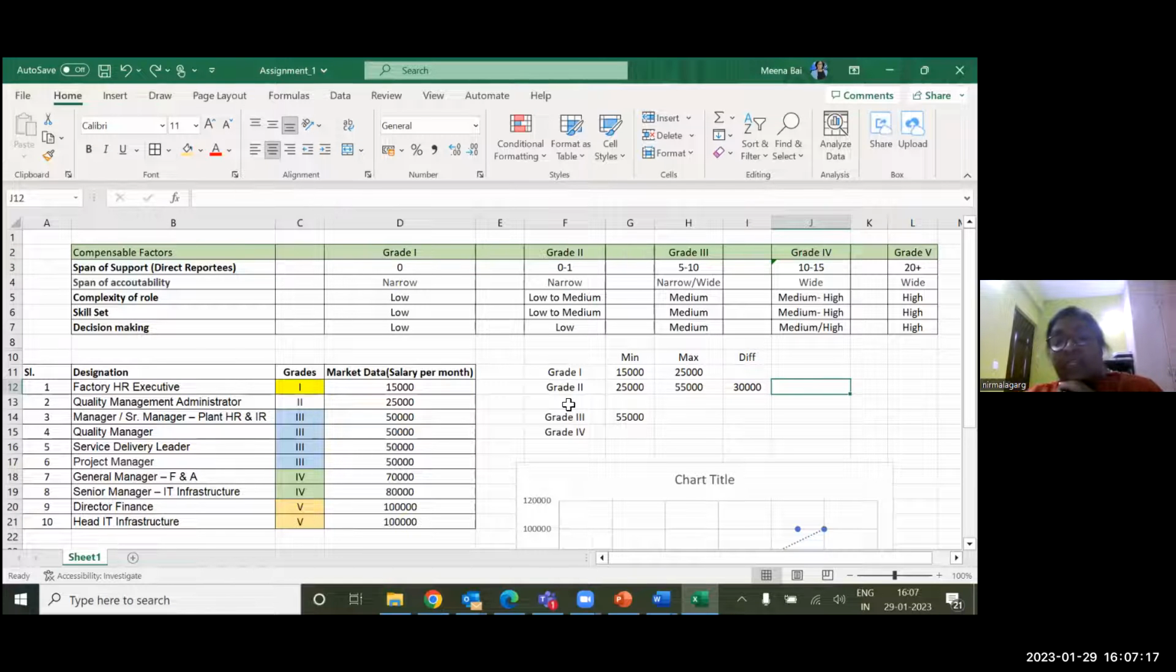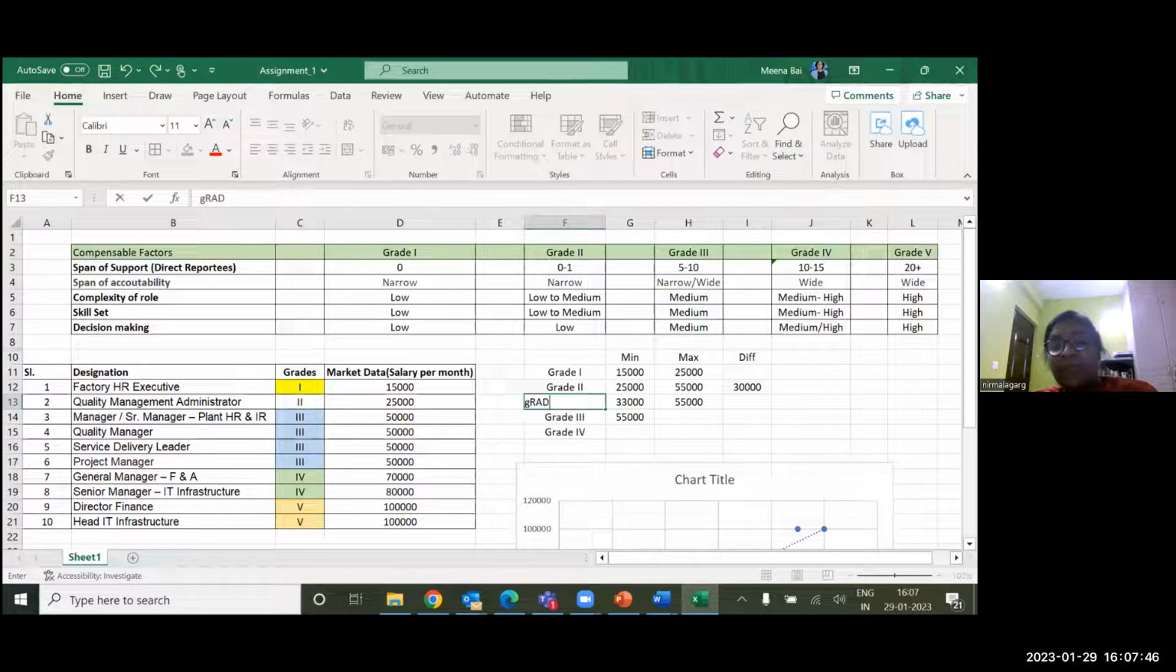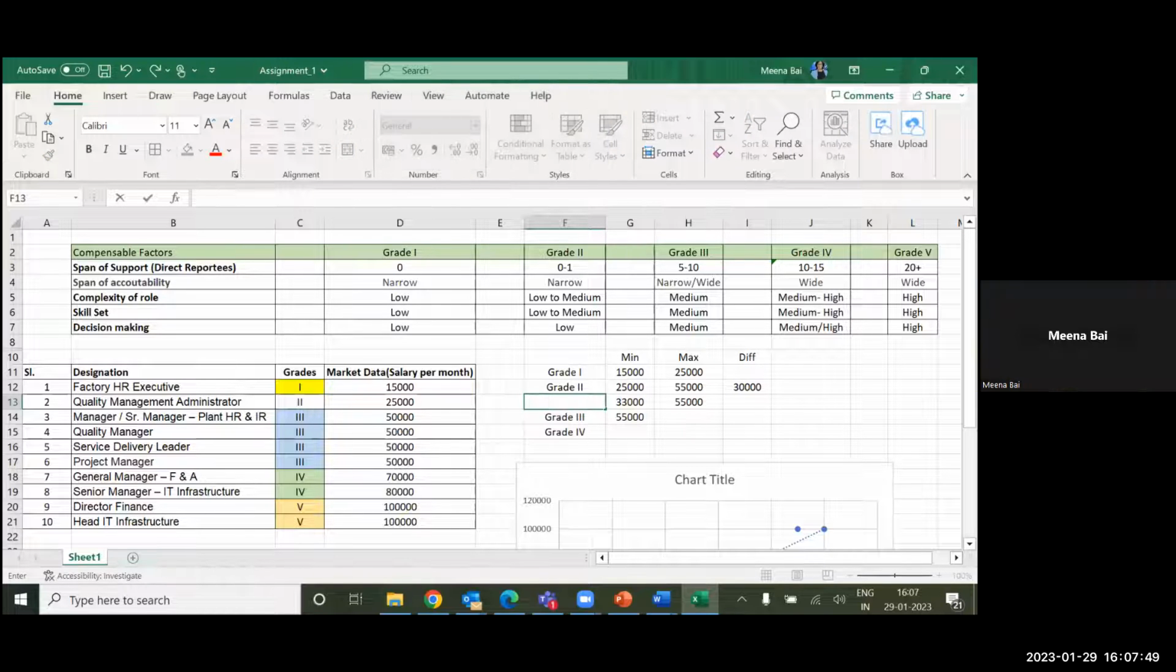So now that it is 30,000, you can have 2 grades. Grade 2A will be 25,000 plus 8,000, which is 33,000. So your grade 2A will be 25,000 to 33,000. Grade 2B will be again 33,000 to, you can have 55,000. Shall I mention this here? Yeah, absolutely. You change that 55,000 to 33,000. Grade 2A and grade 2B, right?